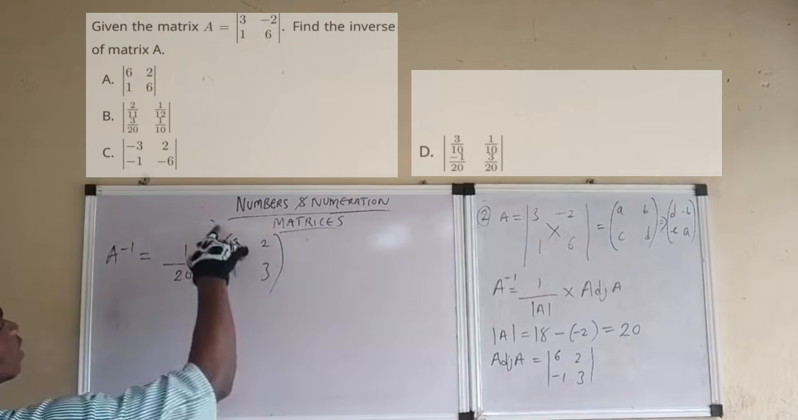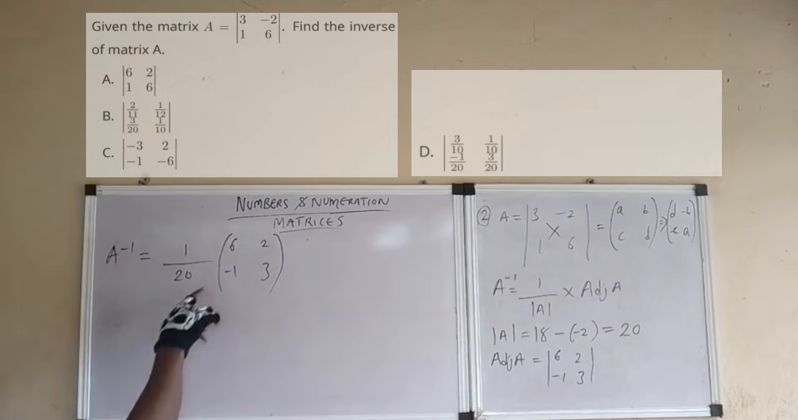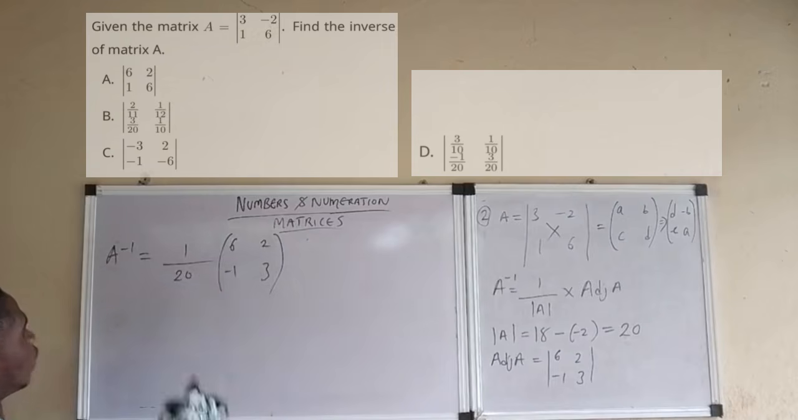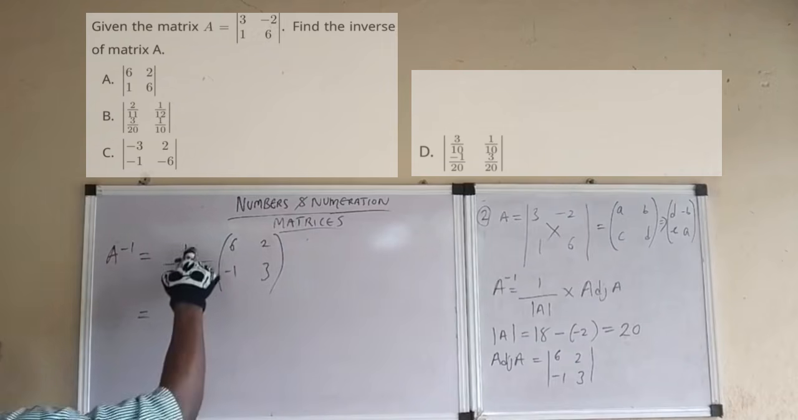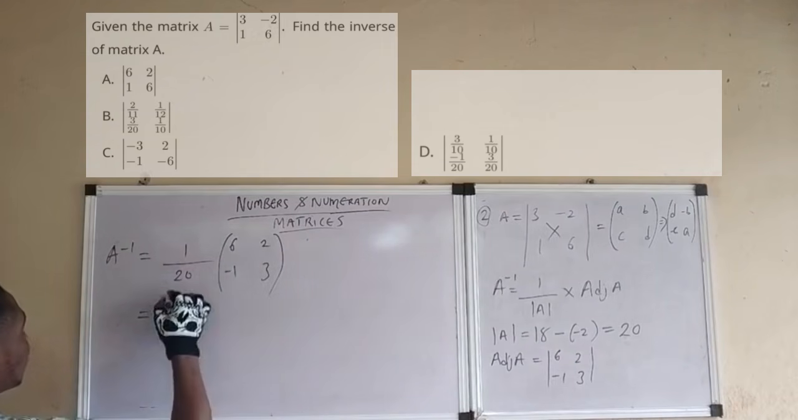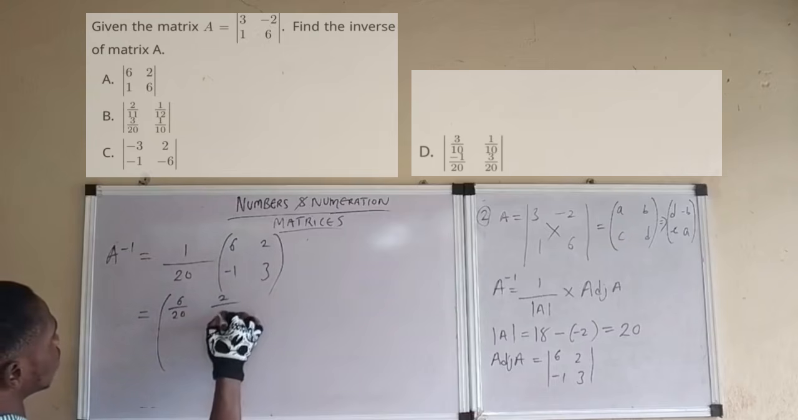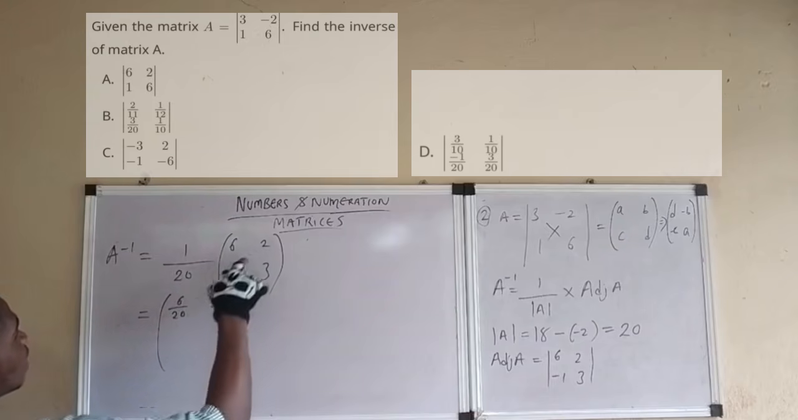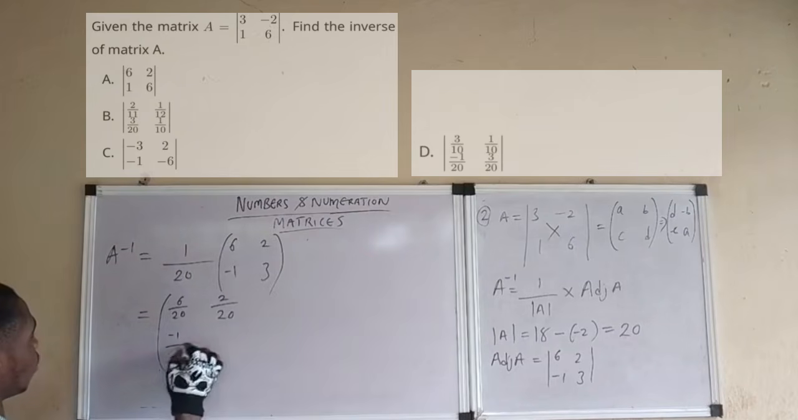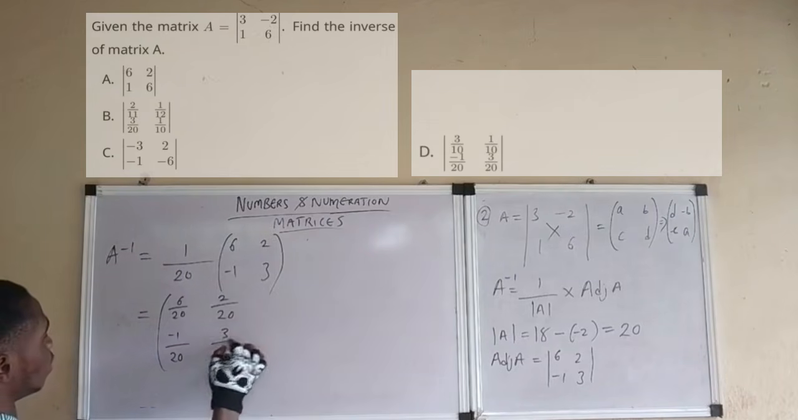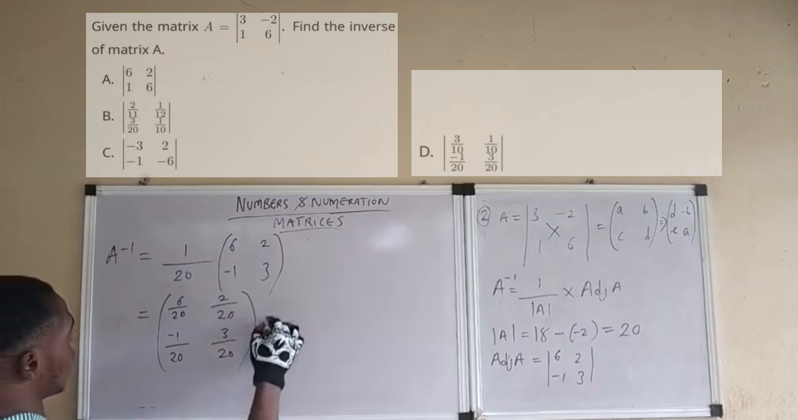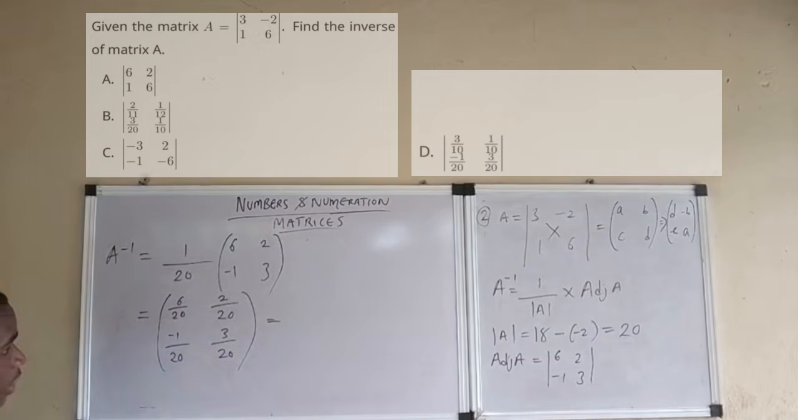Now, what's going to happen next is that this value is going to multiply each and every element here to get your final value. So we're having 1 over 20 times 6, so we're having 6 over 20 here. Here we're having 2 over 20. These values multiply each and every element. Here we're having minus 1 over 20, and here we're having 3 over 20. You can simplify further, take it to the lowest term.